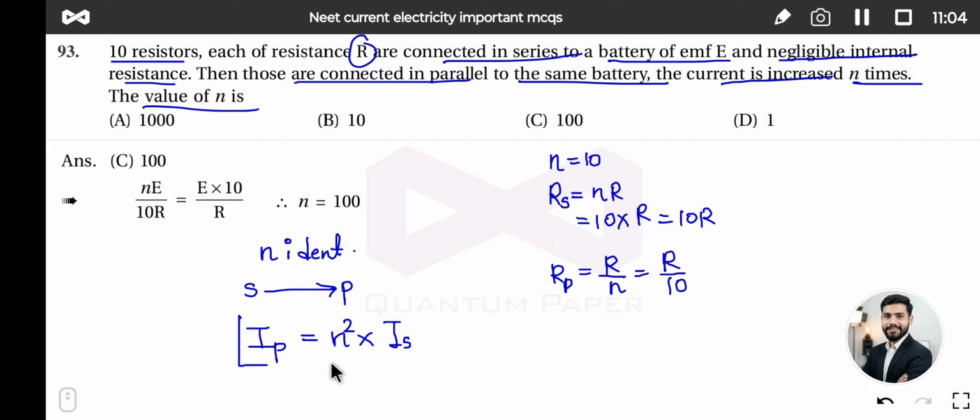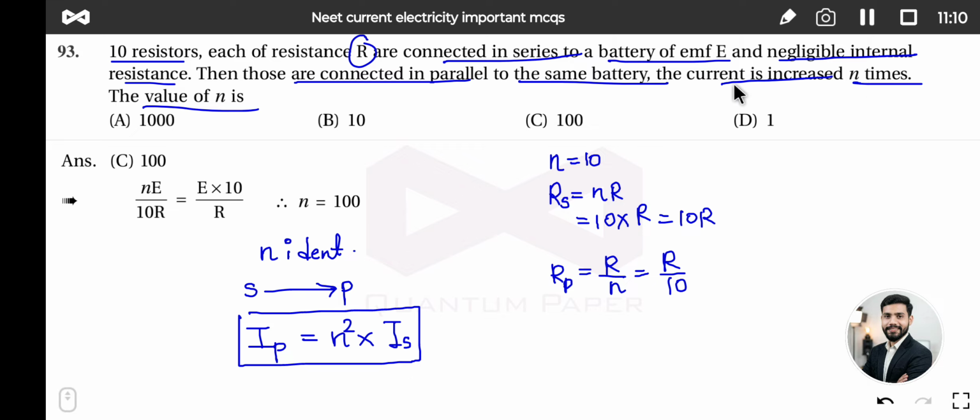So this is the result. Current is increased n square times the current in series. So what is n here? n is nothing but 10, the number of resistances. So we just have to do the square: 10 square, which is nothing but 100. So our correct answer is option C.